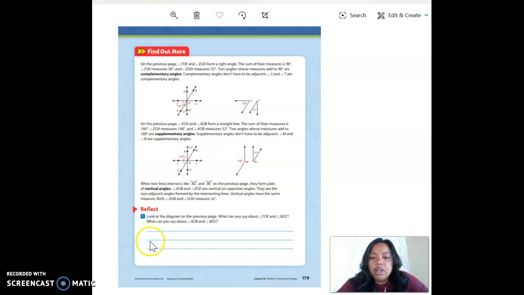Good luck. Once you're done with the reflection, go ahead and try the practice problem that corresponds with this lesson as well. Those of you who have math intervention in your Google Classroom page, I will go over a few of the practice problems for this lesson as well.